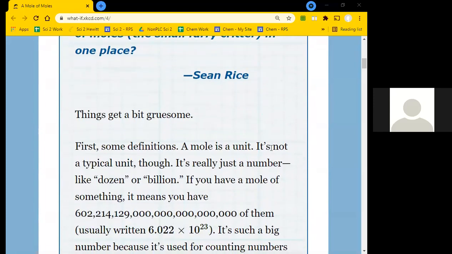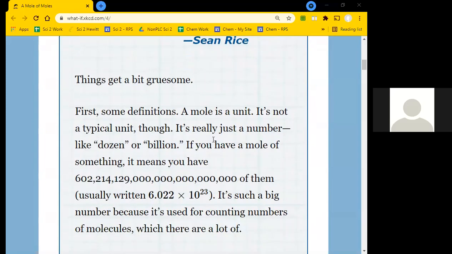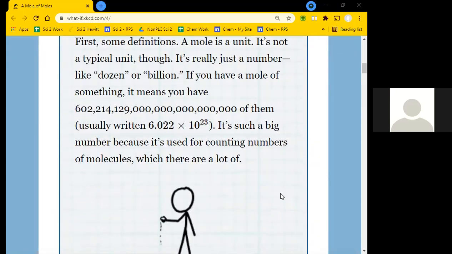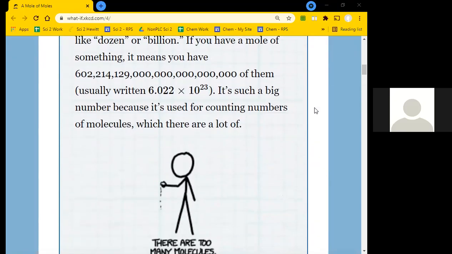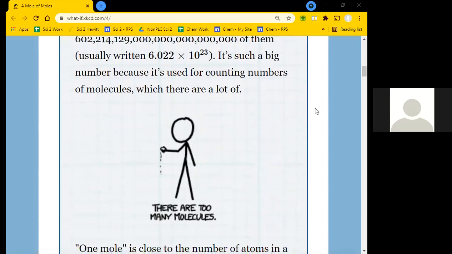First, some definitions. A mole is a unit. It's not a typical unit, though. It's really just a number, like dozen or billion. If you have a mole of something, it means you have this many of them, usually written 6.022 times 10 to the 23rd. It's such a big number because it's used for counting numbers of molecules, which there are a lot of.